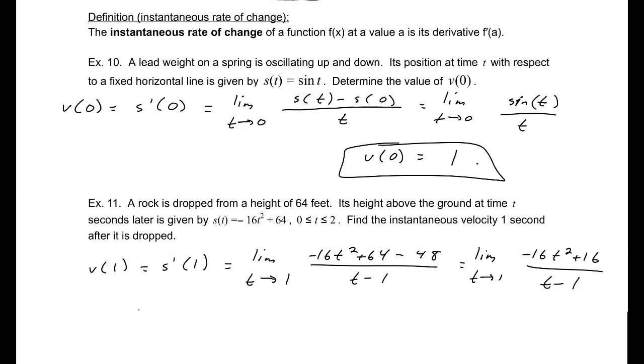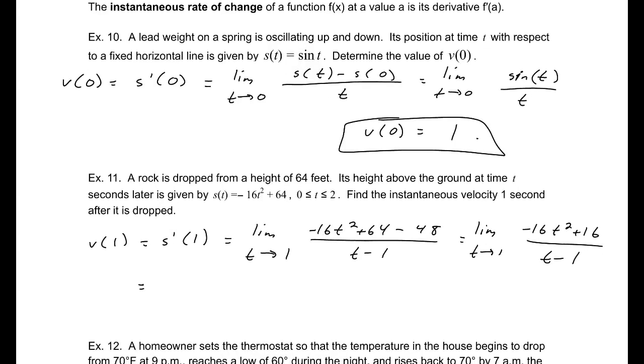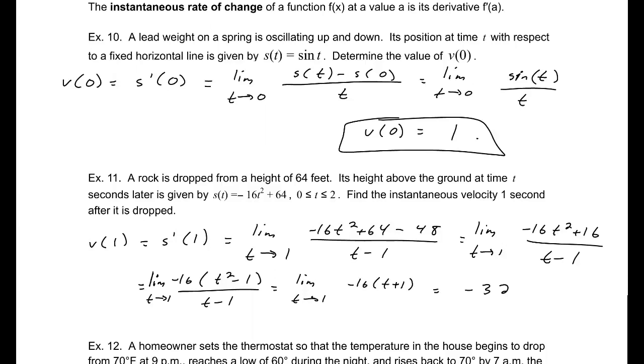Now, I'm going to bring this over to the next line. If I factor out a negative 16, leaving that limit as t approaches 1, I get t squared minus 1 over t minus 1. And that is going to cancel to be the limit as t approaches 1 of negative 16 times t plus 1. Now, if I evaluate that, that is negative 32. Therefore, v of 1 is negative 32 feet per second.